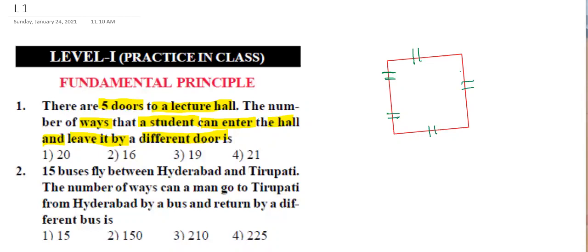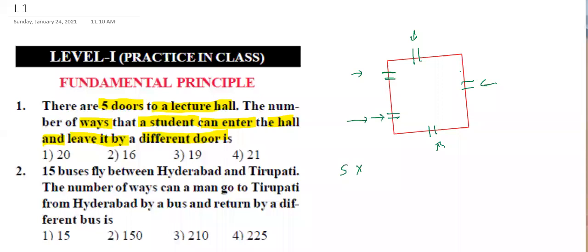One student can enter the hall and leave it by a different door. Now, the student can enter the hall. For suppose he entered this way. How many chances are there? There are 5 chances to enter the hall. Okay, 5 chances. But finally, he entered in this door.